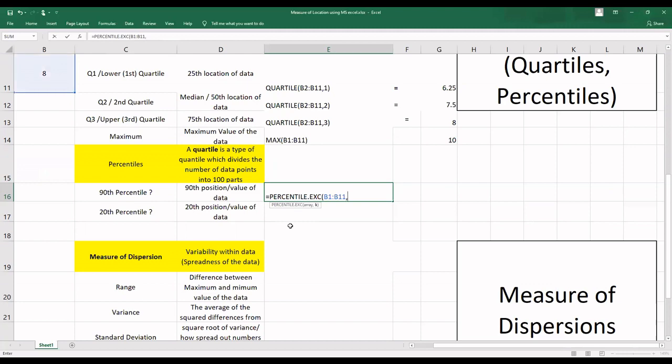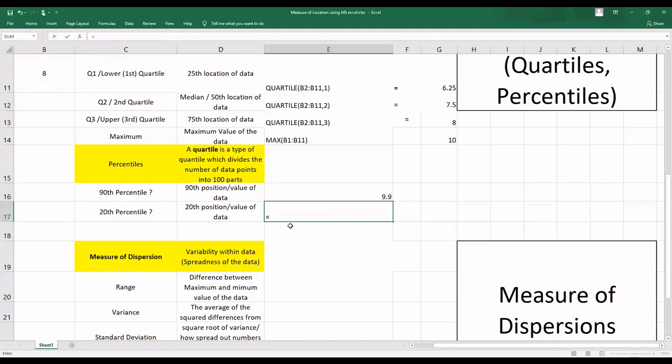Now it's very interesting. If we want to find the 90th percentile, the value to enter is 0.9, because 90th means a percentage, so we have to write 0.9. If I want the 95th position, just write 0.95. If we enter 0.9, you will get the answer of 9.9. 9.9 means the 90th position from the data is 9.9.